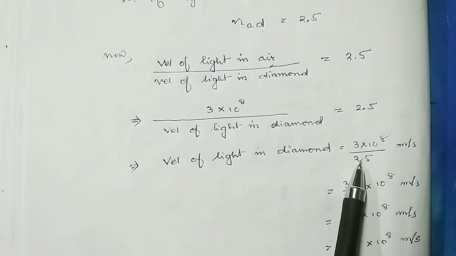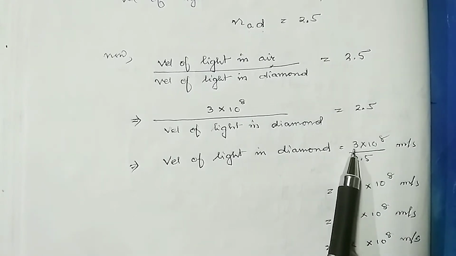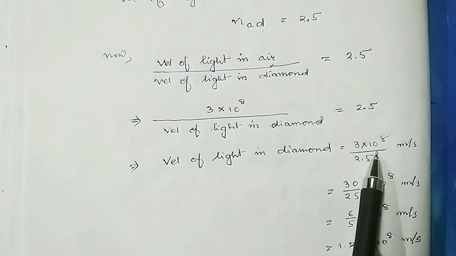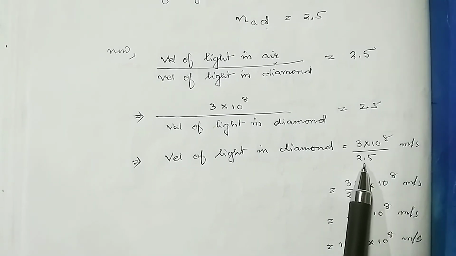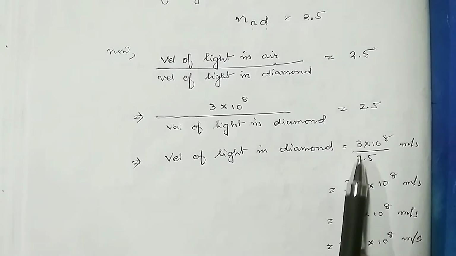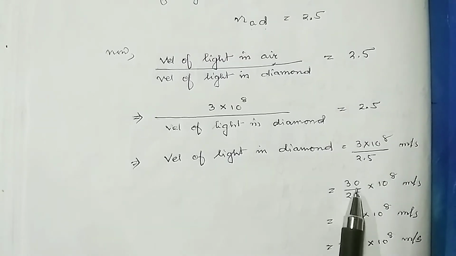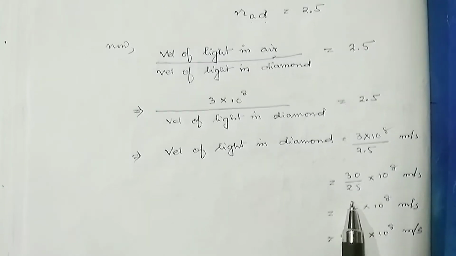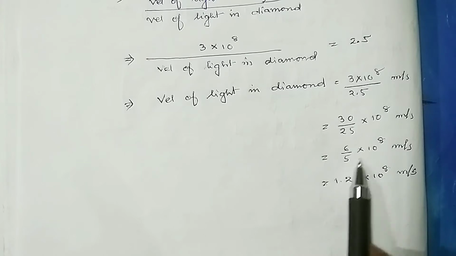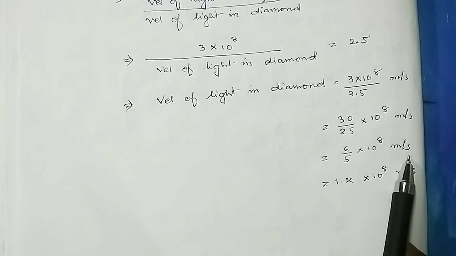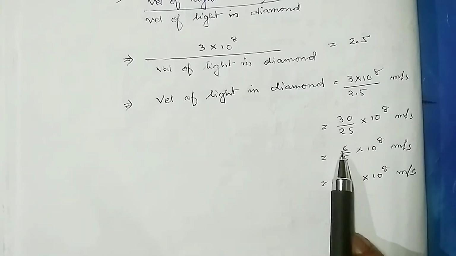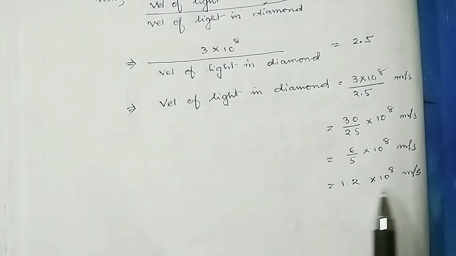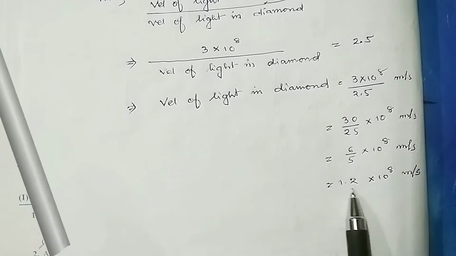If I multiply both of them by 10, here 3 becomes 30 and 2.5 becomes 25, into 10 to the power 8. Just to remove the decimal, we have multiplied both 3 and 2.5 by 10. We got 30 by 25. Now 30 by 25, if I cancel by 5, I am going to get 6 by 5 into 10 to the power 8 meters per second. And if I divide, I am going to get 1.2 into 10 to the power 8 meters per second. So this is the velocity of light in diamond.